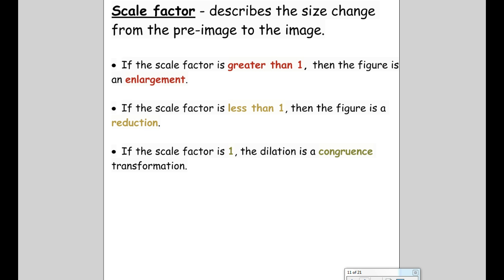Very good. So, greater than 1, enlargement. Less than 1, reduction. Equal to 1, congruence. So it can either be an enlargement, a reduction, or a congruence. Anyone need more time? Enlargement, reduction, congruence. Okay.